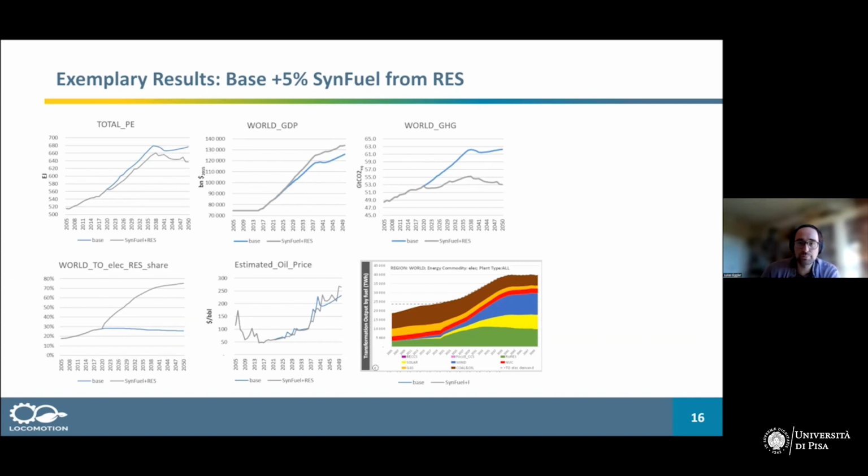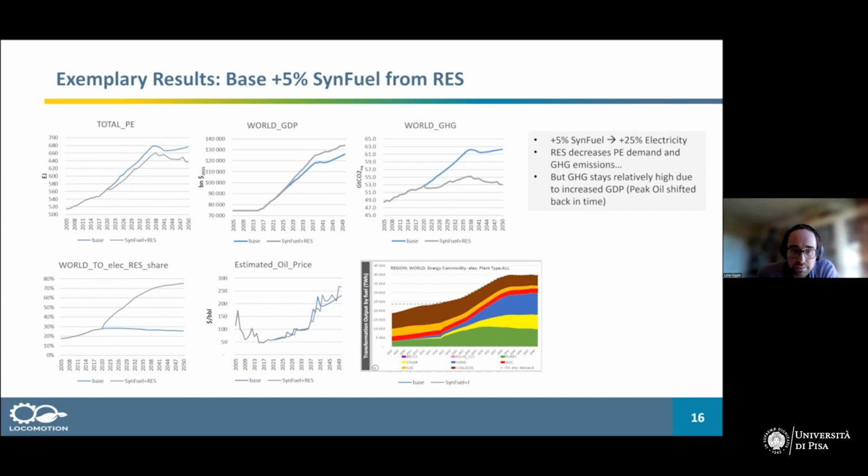What is also important is, I'm not sure if you looked at the axis before, this is the transformation output by fuel. So this means for electricity production, you can see that the total amount is about 25% higher. So for 5% of synthetic fuels, we're now using 25% more electricity.